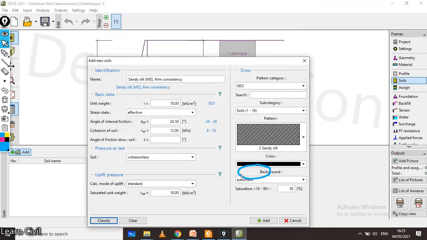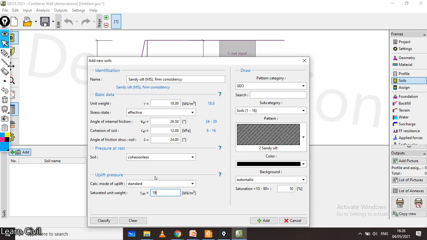So you click here, you will get the properties of sandy silt here. Here you have to provide the unit weight as 18 kilonewton per cubic meter. Here you have to provide the angle of friction of soil, 24. Here gamma saturated, or saturated unit weight of this particular layer of soil or sandy silt, this you have to provide as 19.